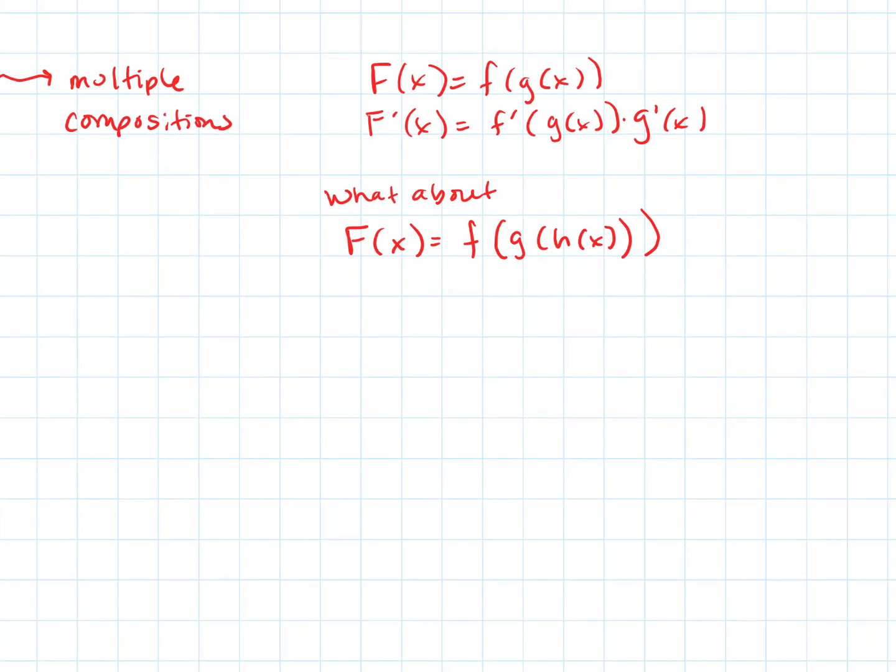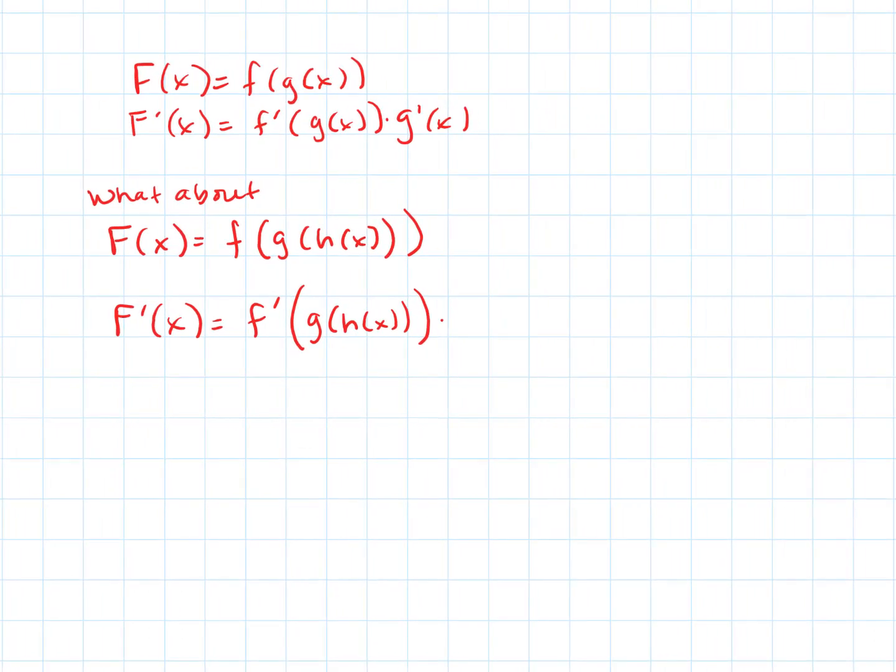Well, I have to peel away the layers. So the derivative is going to be f prime. We take the derivative of the outermost function first, evaluated at the inner function. Then we have to take the derivative of the inner function, but the inner function is a composition. So I have to take the derivative of the outermost function within the inner function. It's kind of a tongue twister. So I have to take g prime of h of x. Then I have to take the derivative of that inner function, h prime of x. So I have to go through all of the layers.